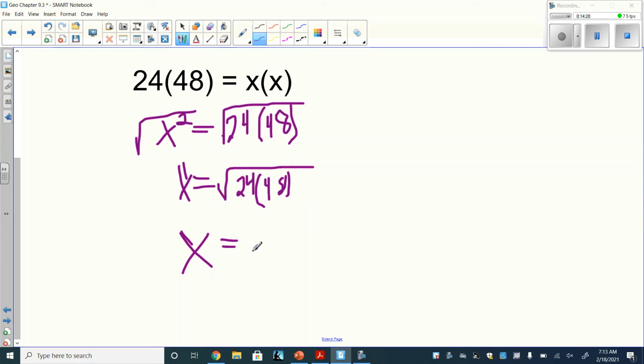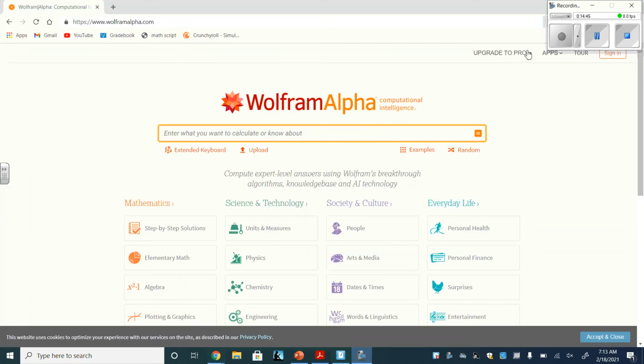And if we type it into the calculator, we would get 24 square root of 2 is what we would get for this here. Now let's look at how we can type it into a calculator. Okay, so I'm over here on Wolfram Alpha. So this here is an online program that you can use to calculate these answers.